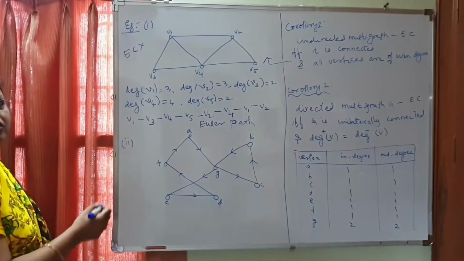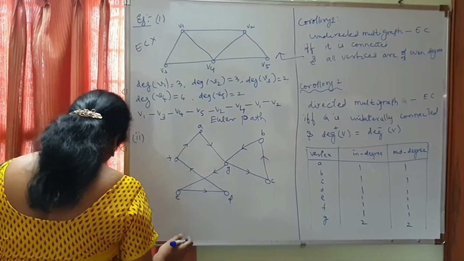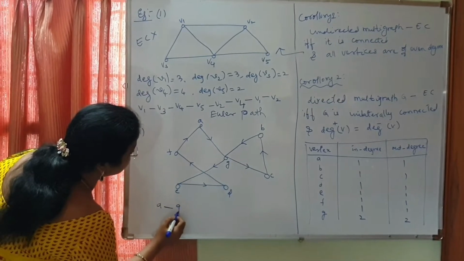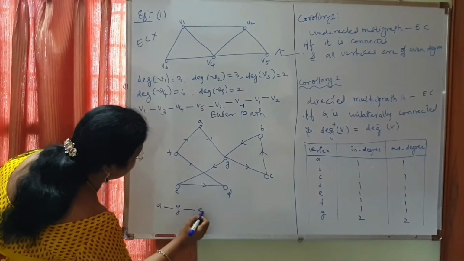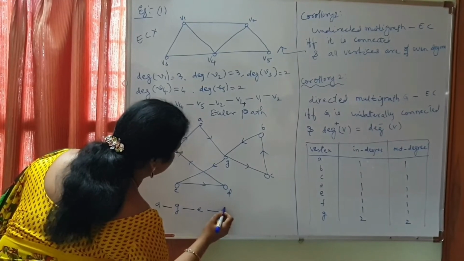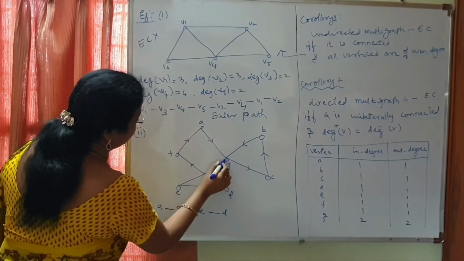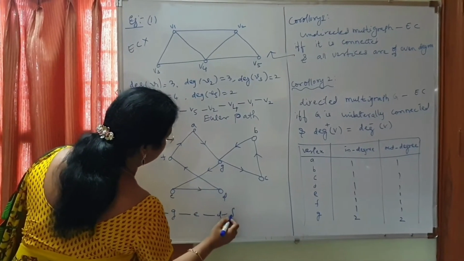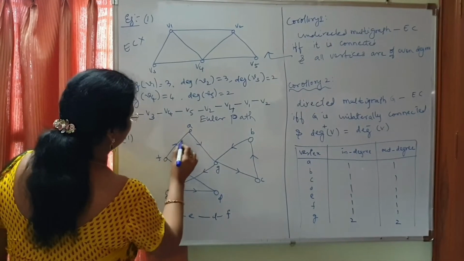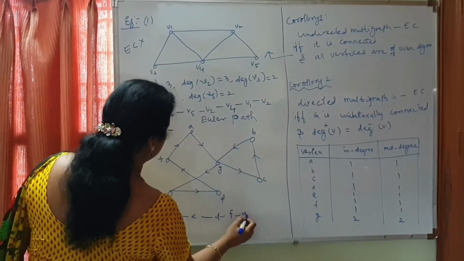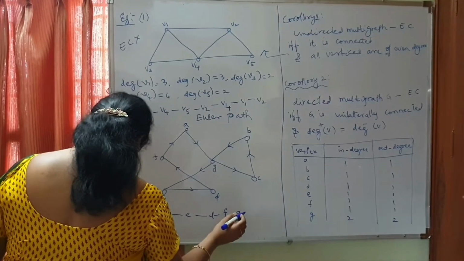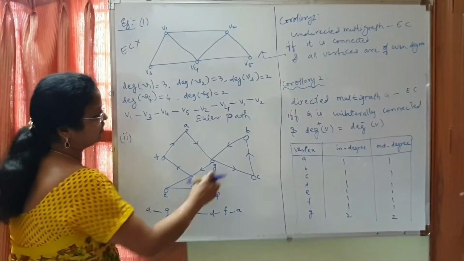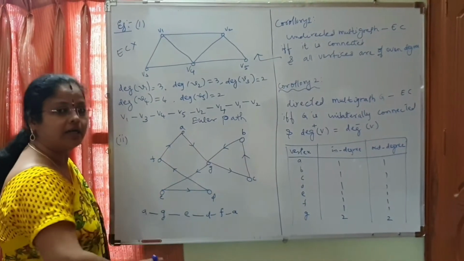And now we are going to write a path. So what is that path? Euler path. How do you write it? A to G, G to E, E to D, D to F and F to A. If I write like this, here if you observe we are not considering this part of the graph.